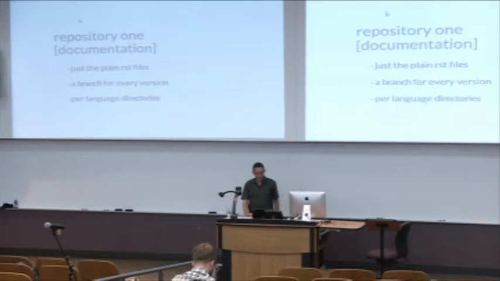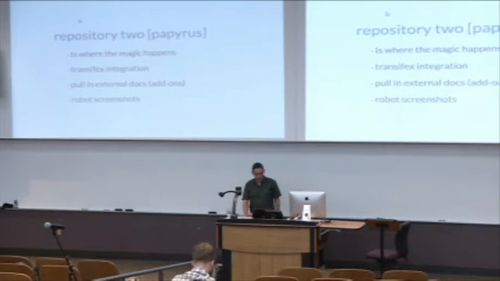The documentation one has plain text files, in this case restructured text, which is like a markup language, a branch for every version of Plone, and directories for the languages. And Papyrus is the project where the magic happens. It pushes and pulls from Transifex. It pulls in all the external documentation, and it has the full Robot Framework to generate those screenshots.